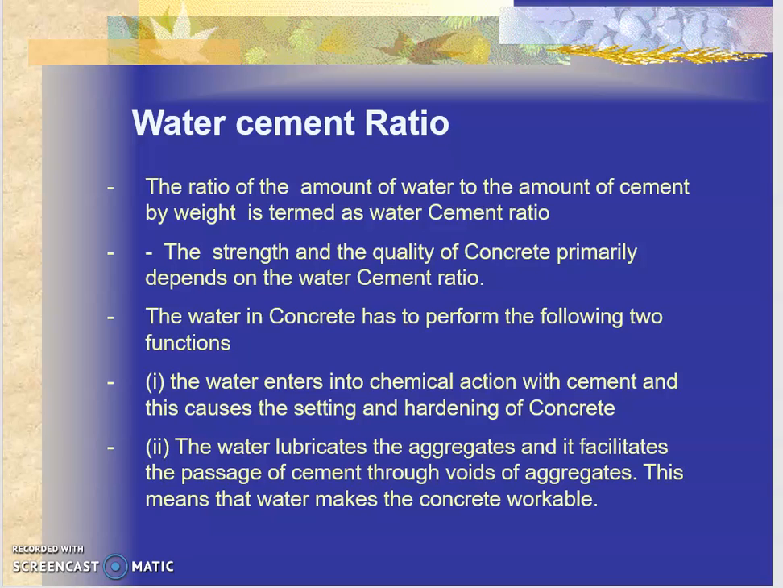Okay. The next is water cement ratio. This is perhaps the most important thing that governs the properties of concrete. The ratio of the amount of water to the amount of cement by weight. This is most important. By weight is called water cement ratio. The strength and the quality of the concrete primarily depends on water cement ratio. I'm purposely going very slow on this particular topic because this is probably one of the most important things that govern the strength of concrete.